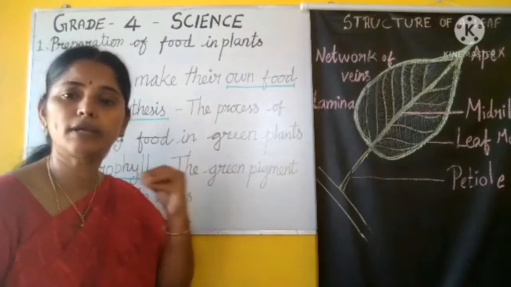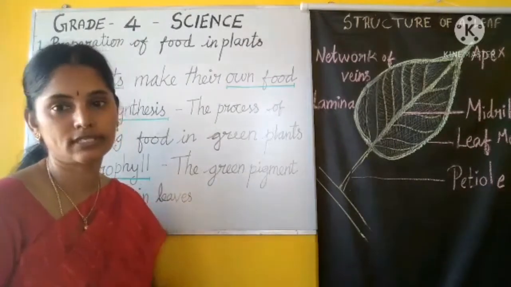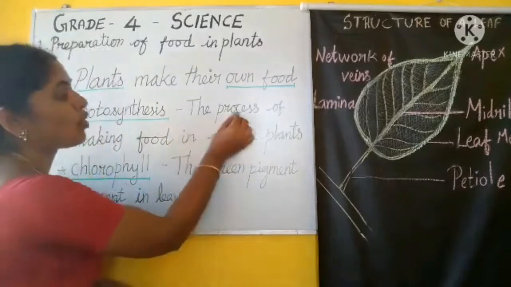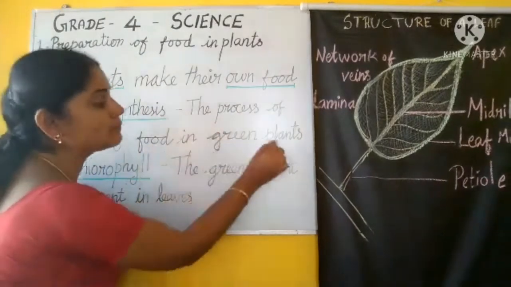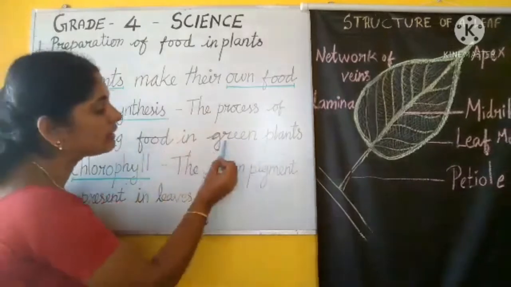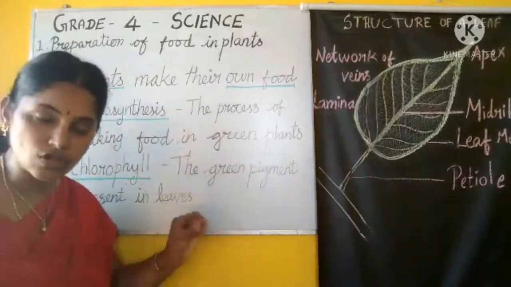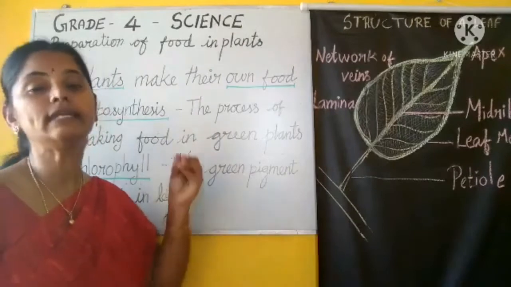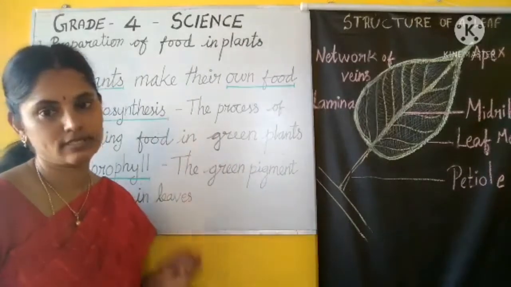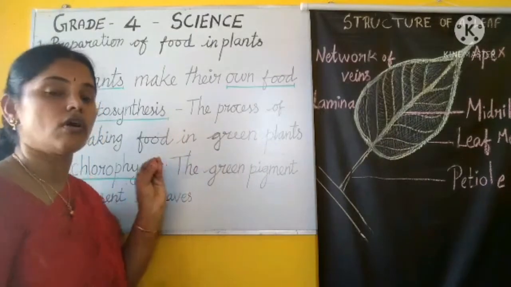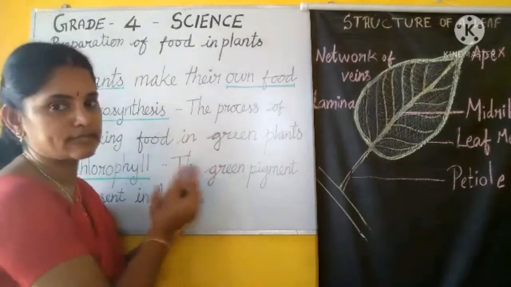Okay, what is meant by photosynthesis? That is the process of making food in green plants. Look at the words green plants. The process of making food in green plants is called photosynthesis. Isn't it? So, the preparation of food happens here.